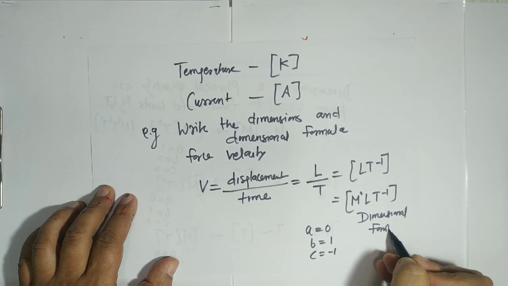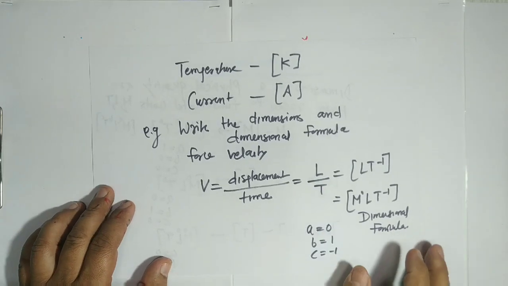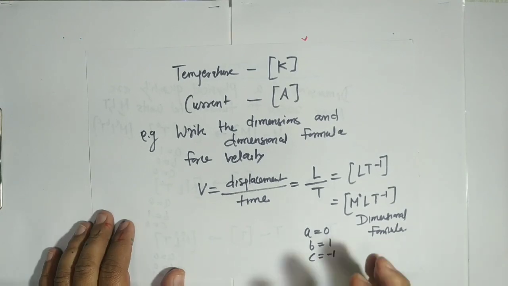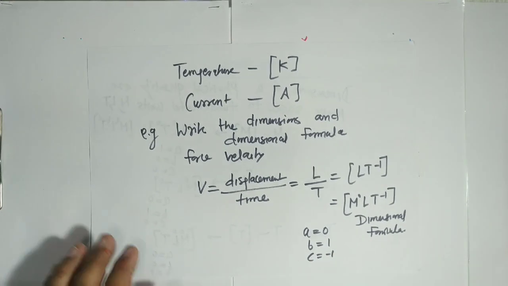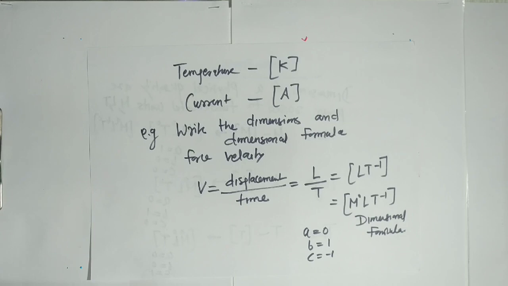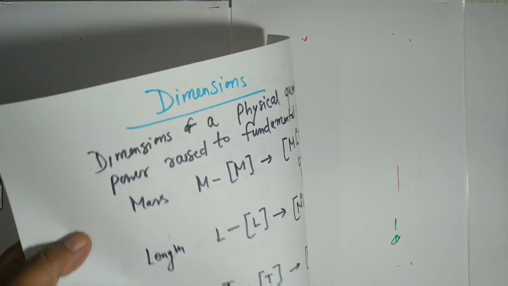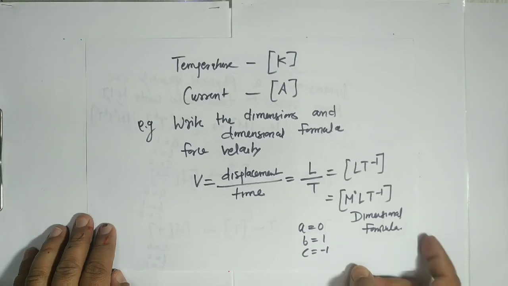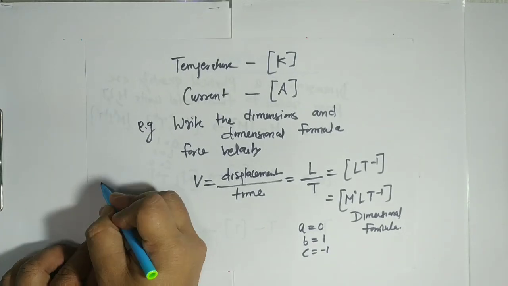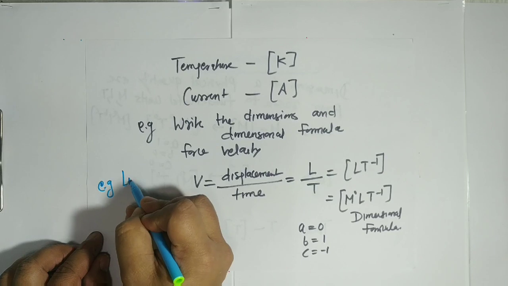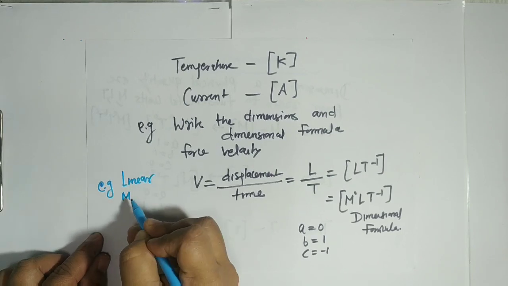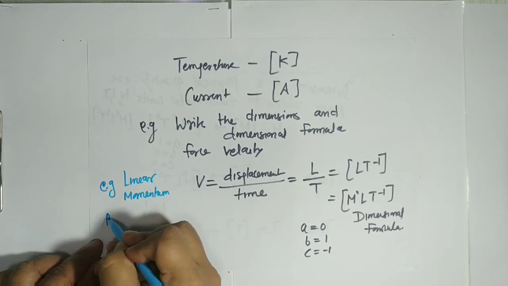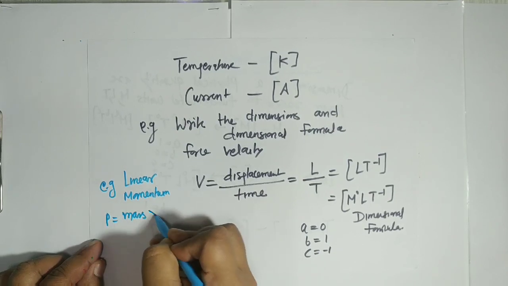So we can find out dimensions for any physical quantity which we are going to deal with in class 11th. So this is how we start with dimensions. Dimensions are mass, length, time. Like I can give you an example of, say, momentum. Now I think linear momentum, you know. For linear momentum, what you write is mass into velocity. P is mass into velocity.